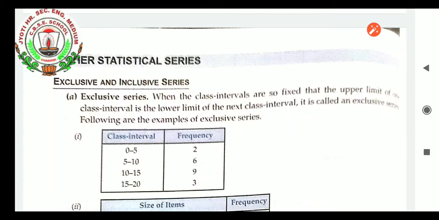Tabular data: 0 to 5. The upper limit of 0 to 5 is 5. In the next class, it takes the place of the lower limit. In 5 to 10, the upper limit is 10. In the next class, it becomes the lower limit. When there is connectivity like this, the series is considered an exclusive series.